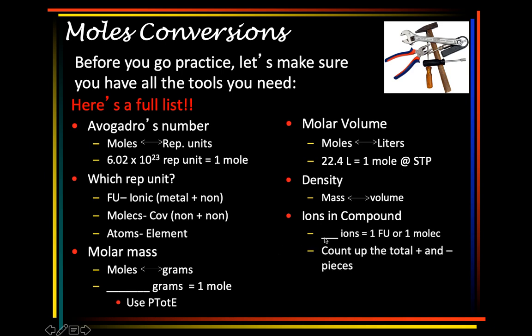And to find that number blank, you count up the total positive pieces and the total negative pieces. So for example, calcium phosphate is 5 ions equals 1 formula unit. Why is it 5? Because look, you have 3 calciums, a plus, a plus, and a plus, and 2 phosphates, a negative and a negative. 1, 2, 3, 4, 5 ions in 1 formula unit.